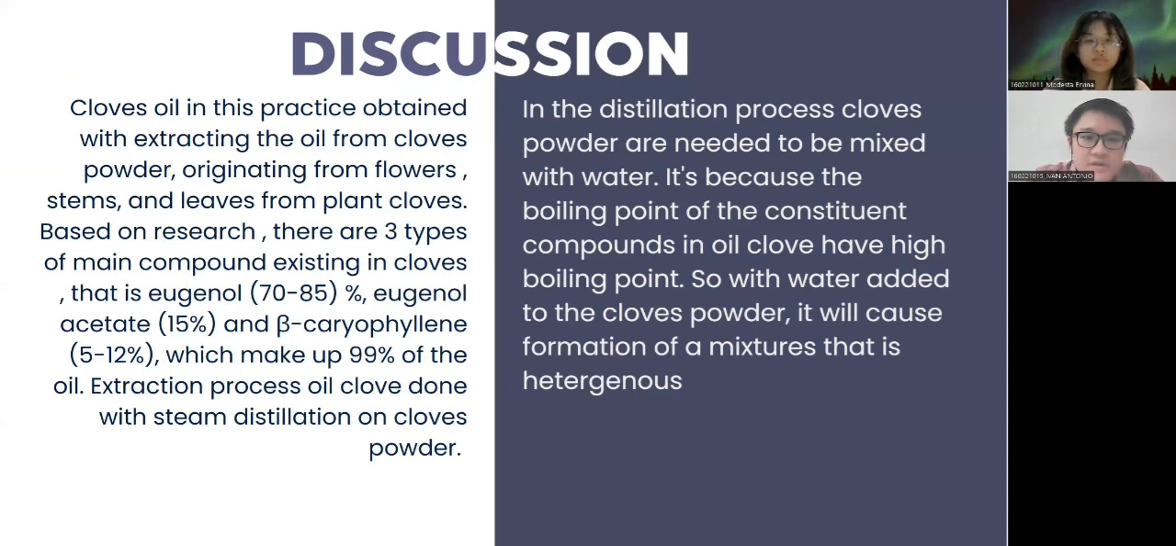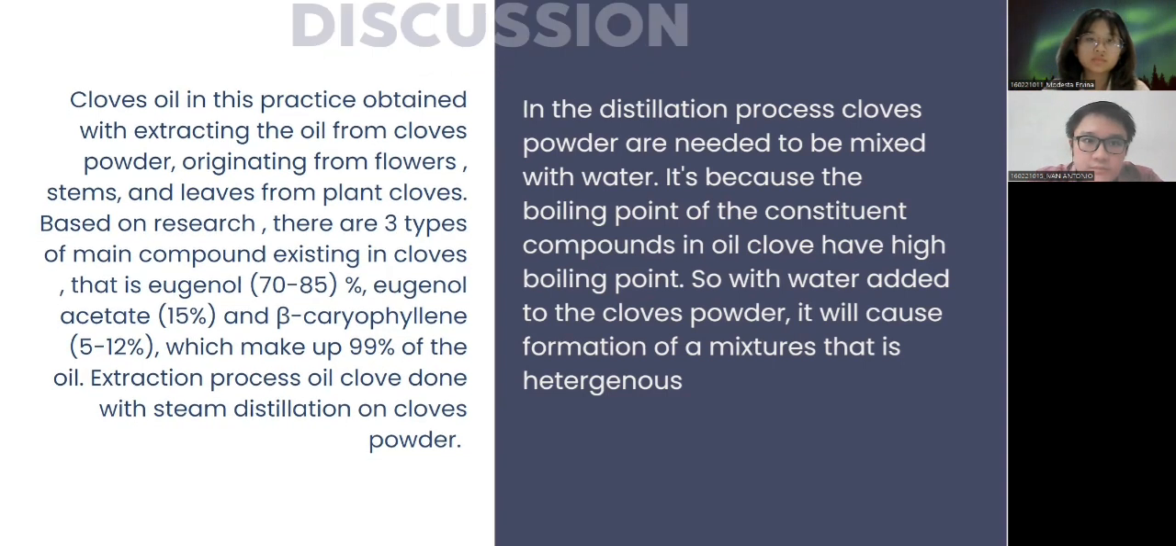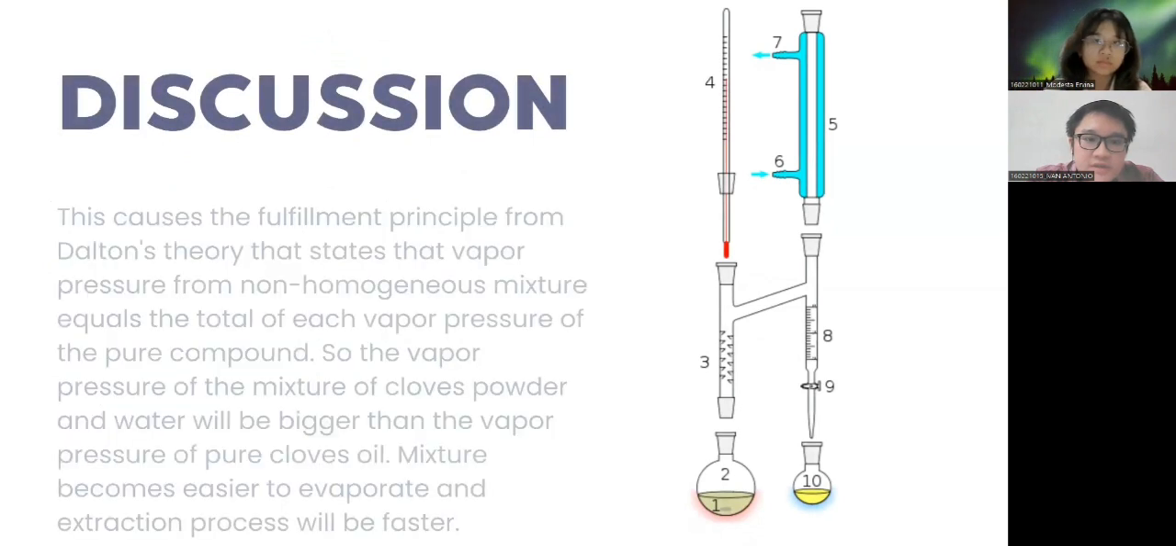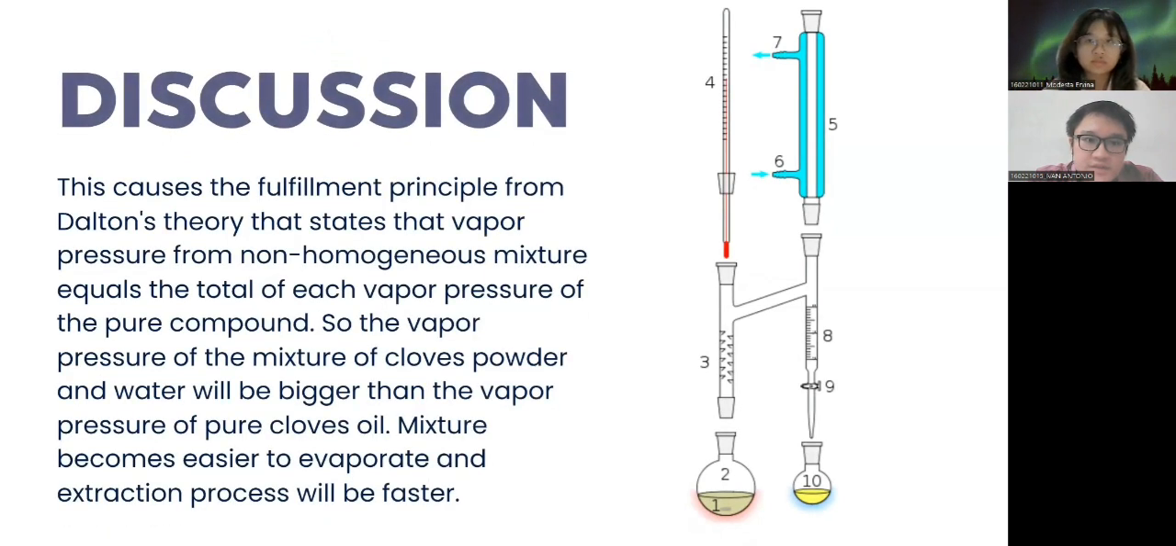The extraction process of the clove oil is done with steam distillation on clove powder. In this distillation process, clove powder needs to be mixed with water. It is because the constituent compounds in clove oil have a high boiling point. So with water added to the clove powder, it will cause the formation of a heterogeneous mixture. This fulfills the principle of Dalton's law, which states that the vapor pressure of a non-homogeneous mixture equals the total of the vapor pressures of the pure compounds. So the vapor pressure of the mixture of clove powder and water will be bigger than the vapor pressure of pure clove oil. The mixture becomes easier to evaporate and the extraction process will be faster.